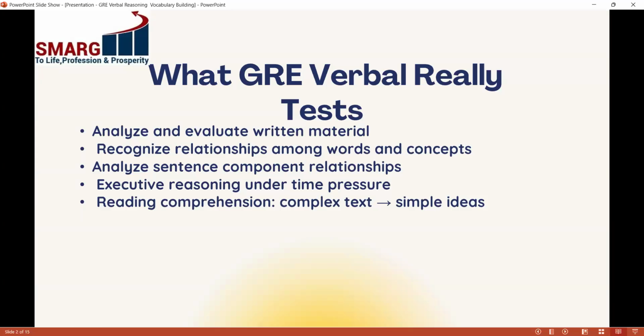Now, what is sentence component relationships? Yes, it's a very heavy word. So, ETS has given this thing, sentence component relationships, as a subject. Yes, it's in the syllabus. Essentially, what are we talking about? Focus. Now, this relates to grammar as well.